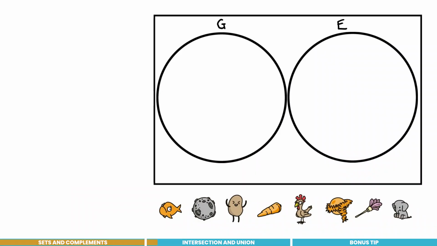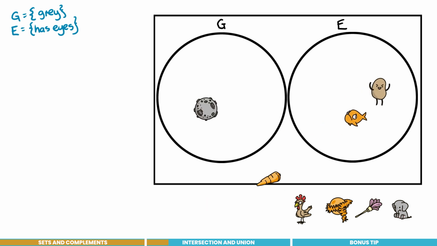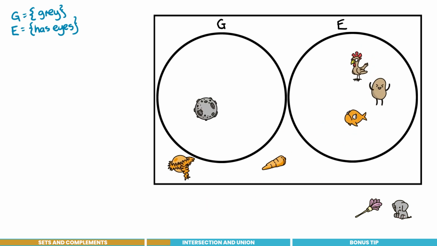In this case, if set G was for grey things and set E was for things that have eyes, we'd find it pretty easy to place our objects until we got to the baby elephant, as you can see. Right, so the baby elephant.